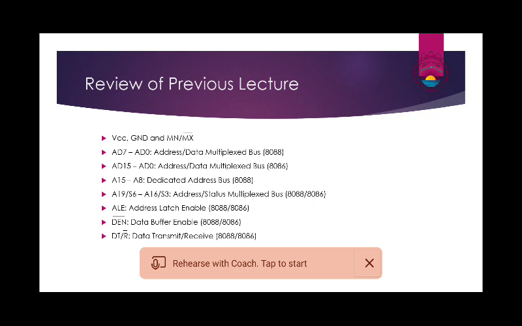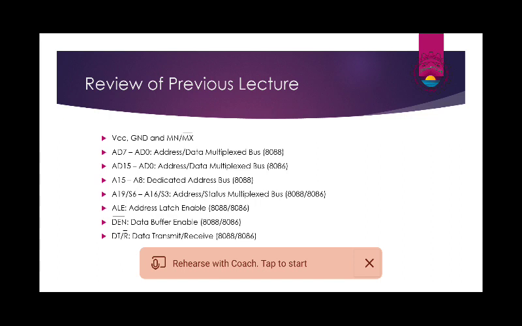Then we discussed the address data multiplex bus for the 8088 microprocessor as well as the address data multiplex bus for the 8086 microprocessor. After that, we discussed the dedicated address lines, the address bus for the 8088 microprocessor. Then we discussed the address status multiplex bus for both 8088 and 8086 microprocessors.